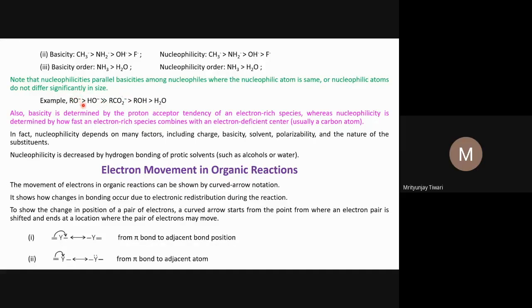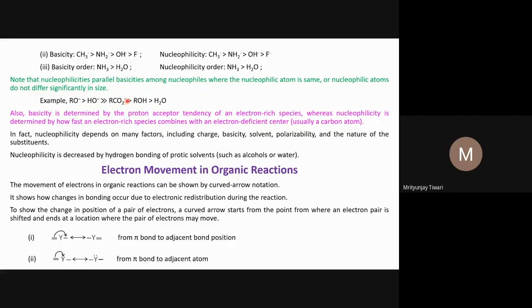So what do we see? RO minus is a stronger base because R is an electron-donating group, so it will increase the electron density on the oxygen atom of RO minus, and so it will be more basic than HO minus. Since it is more basic, it will also be more nucleophilic. Then again we see RCOO minus, RCO2 minus. Later on we will see that the electron density will switch between two oxygen atoms. Sometimes it will be on one oxygen atom, and next time on the other oxygen atom.